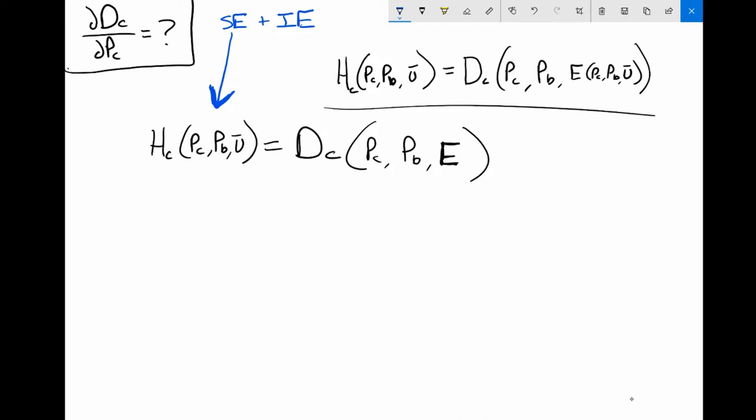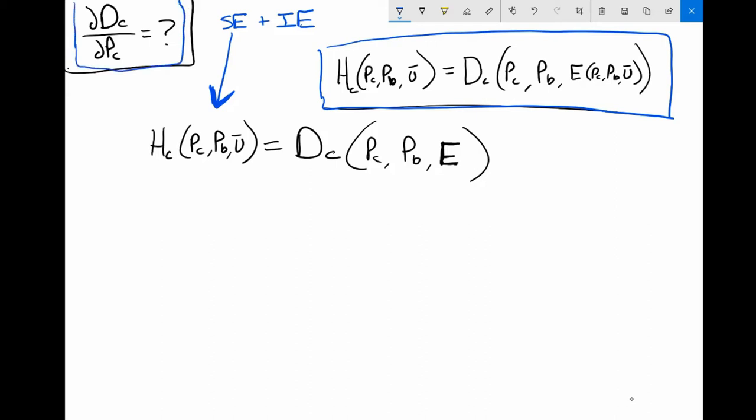So now I need to use this relationship that I've established using duality to allow me to derive this expression. That's the story. So what we're going to do is take a total derivative. I want to take a total derivative of the compensated demand curve with respect to the price.